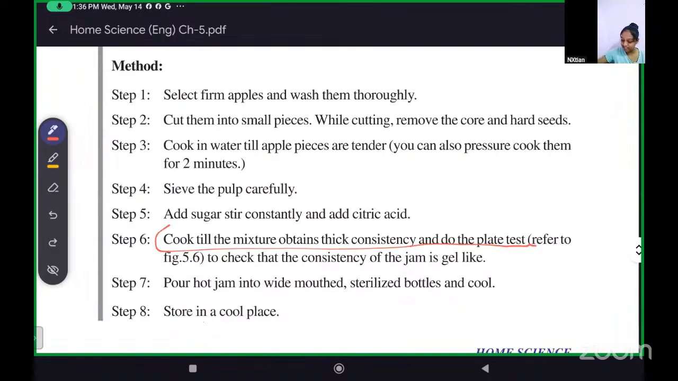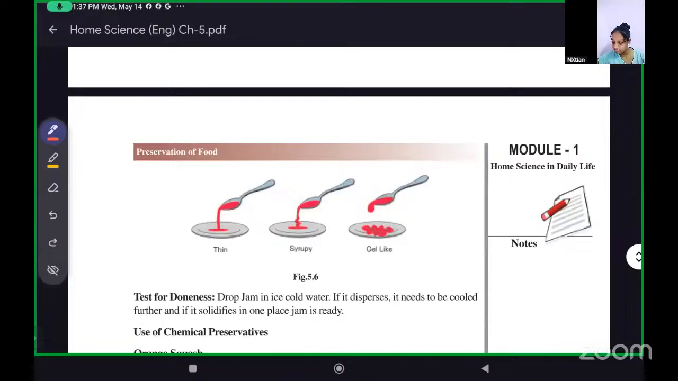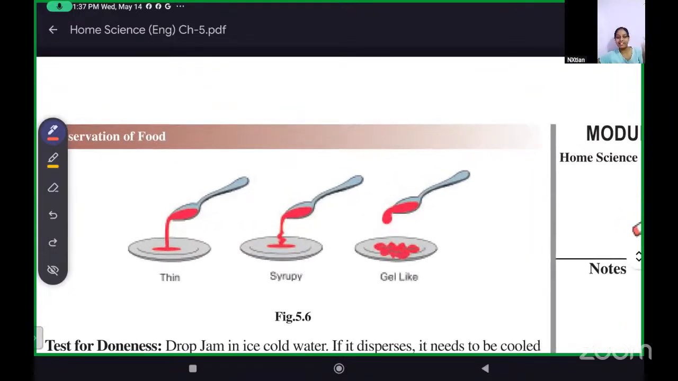I don't know what a plate test is. Okay, we pour it down. If it is very thin, it will pour down straight, drip down. If it is slurpy, it will pour down like this. If it is gel like, it will pour like this. First it will pour some and some and some. It will form a thread like thing and pour. You know, when we pour out a gel, how it gets poured. Yes, Samir, sorry, I wasn't audible.